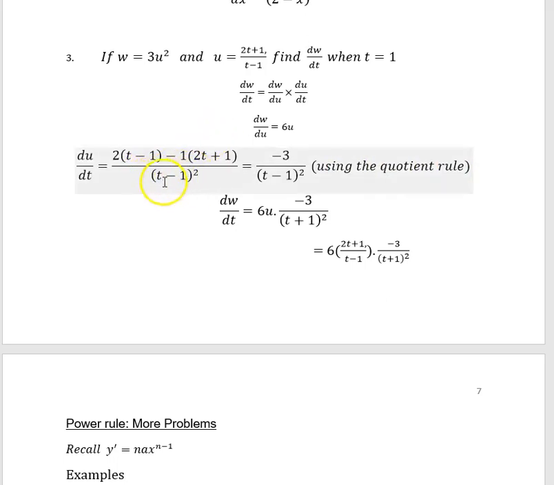So I will square the denominator, hold the denominator constant, and differentiate the numerator. If I differentiate 2t plus 1, it gives me 2. Minus, now differentiate the denominator, t minus 1, which gives you 1, and then multiply by the numerator held constant. If you open the brackets on the numerator and collect like terms, you're going to have minus 3 over (t minus 1) to the power of 2. After that, you need to multiply the two answers: 6u times minus 3 over (t minus 1) to the power of 2.